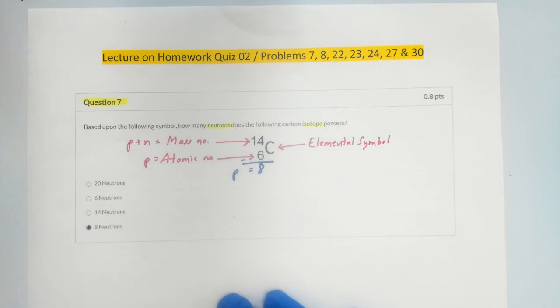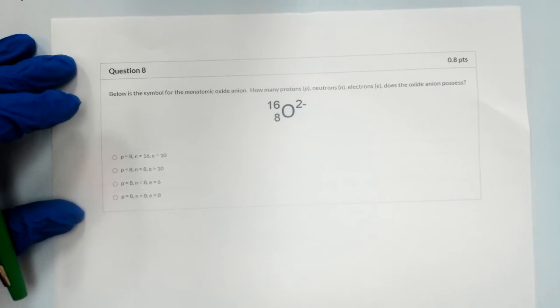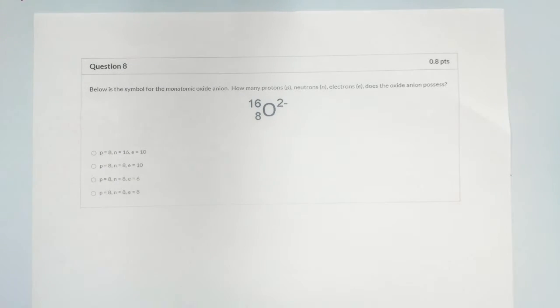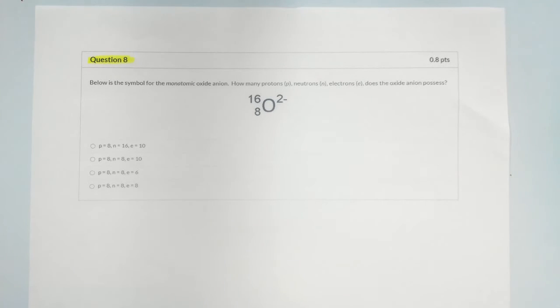Let's move on now to question number 8 from your homework assignment number 2. I'm looking at question number 8. Let me get it centered here on the page. Now, what you might notice here is something that looks kind of like what we saw in question number 7, but there's something a little different. Let me read the question with you, and then we'll solve the problem.